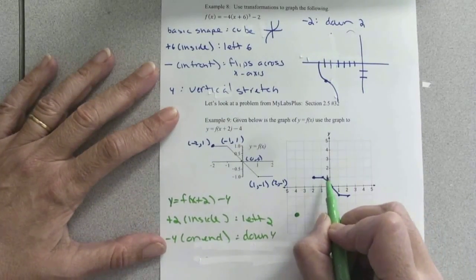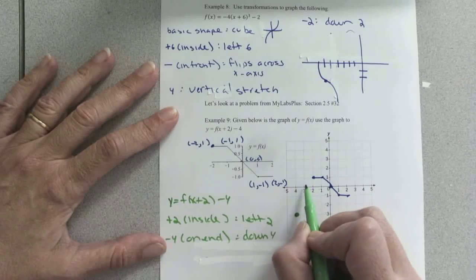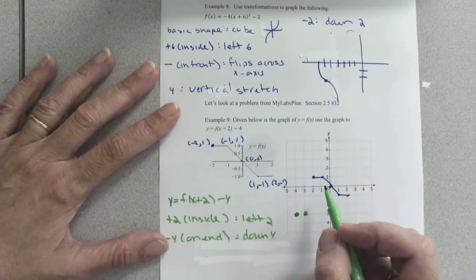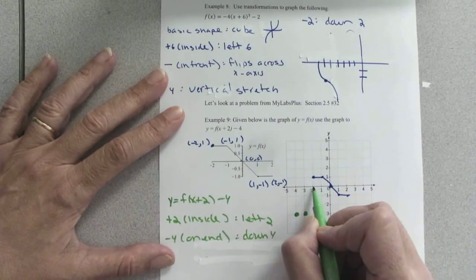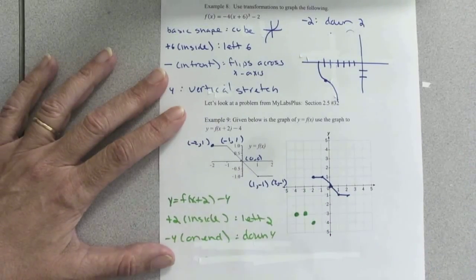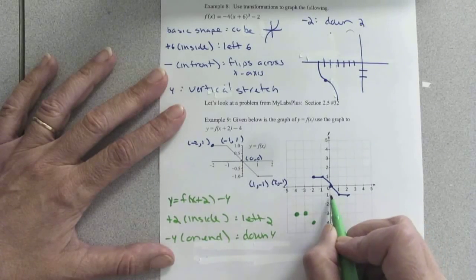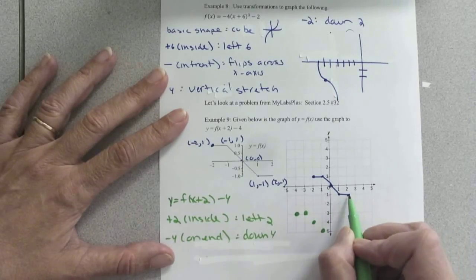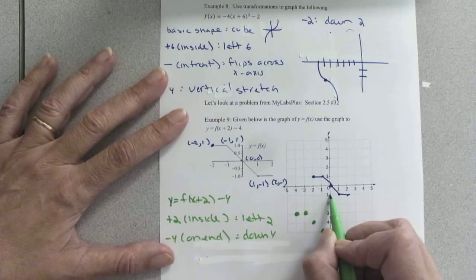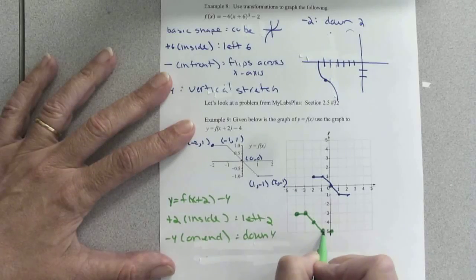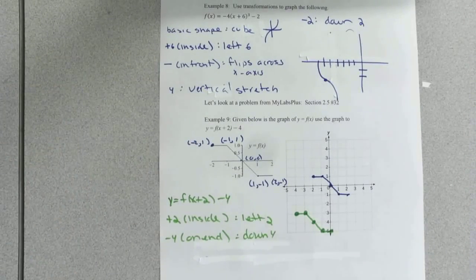Taking that point right there, left 2, 1, 2, down 4, 1, 2, 3, 4. There's the new point. Taking that origin point, left 2, 1, 2, down 4, 1, 2, 3, 4. There's that point. That one, the same. And lastly, left 2, down 4. Connect dots. And there's my graph. And that's the end of this section.